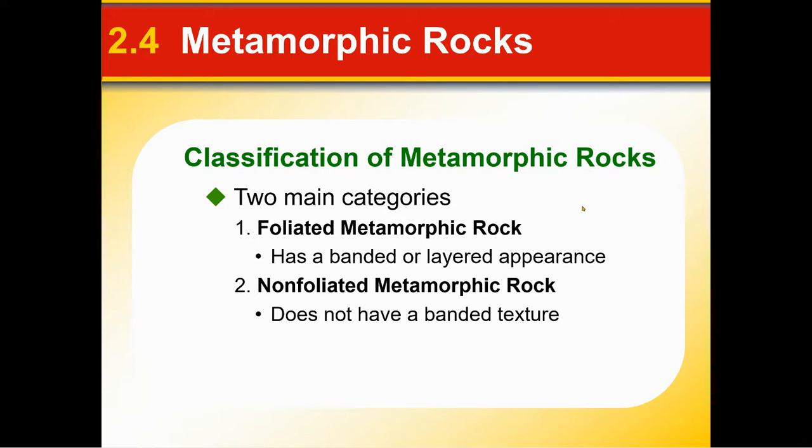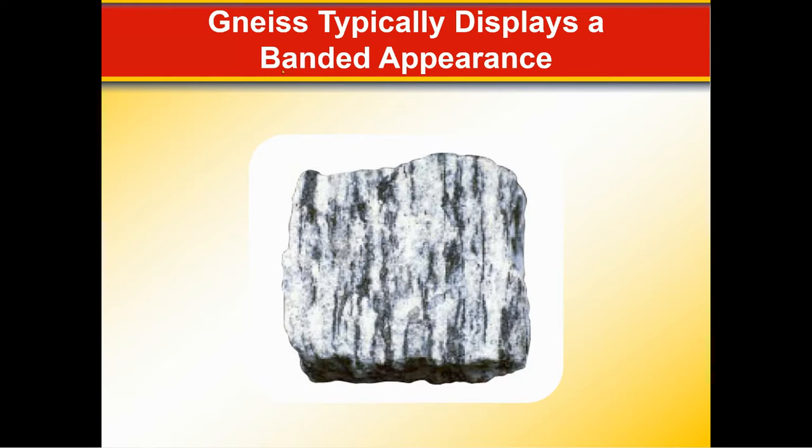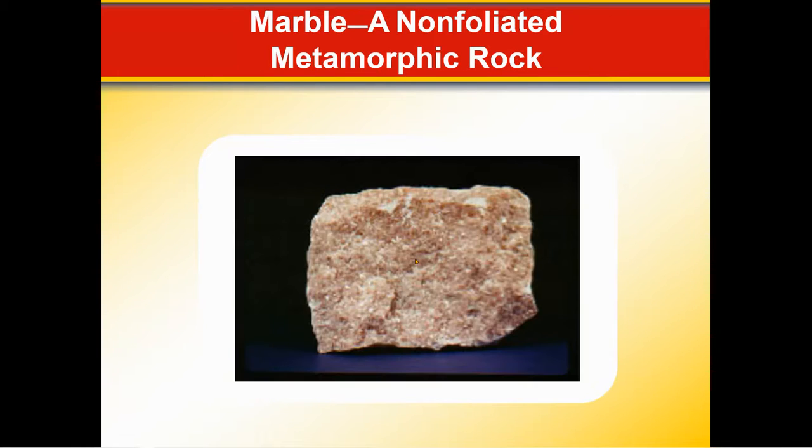We have classifications of metamorphic rocks. The two main categories are foliated, which has a banded or layered appearance, and non-foliated metamorphic rock, which does not have this banded texture. All right. And I think, yep, right here. Here's gneiss. It is a typical banded rock. You can see the bands of color in here. And then here is marble, non-foliated. You don't see those bands in the marble.